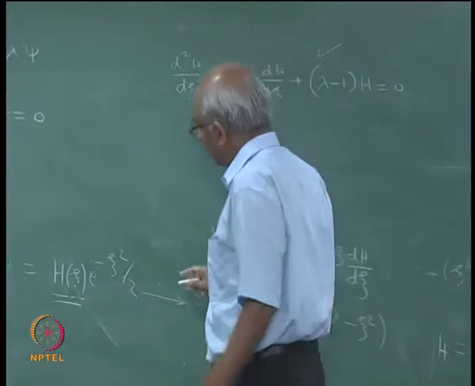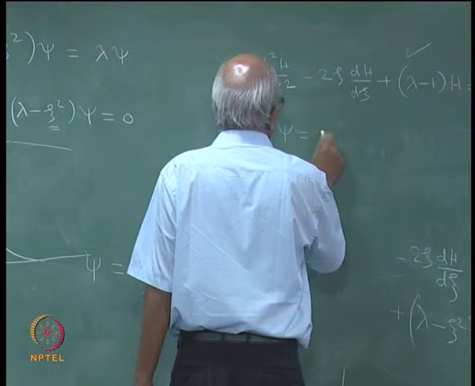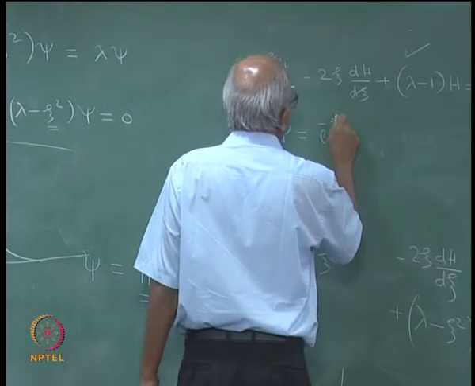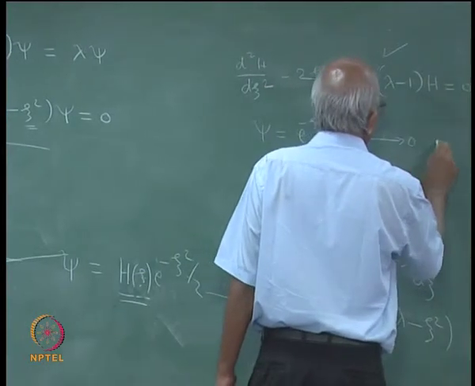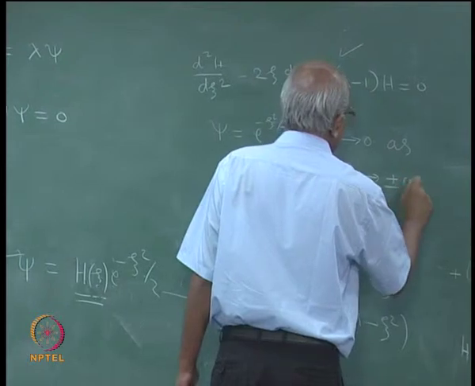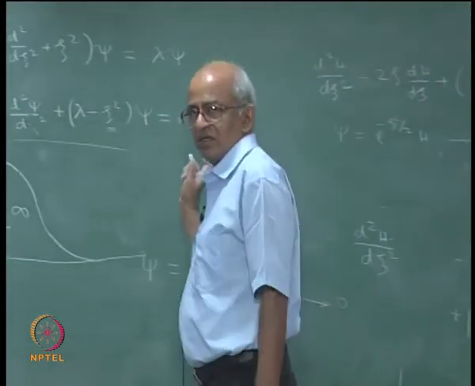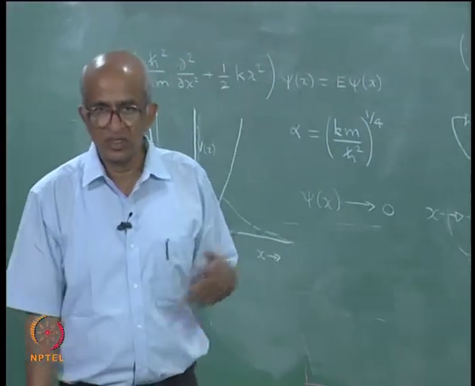We will discuss that in the next lecture, but it has to be solved subject to the condition that psi equal to e to the power of minus c square by 2 into H should approach 0 as c approaches either plus infinity or minus infinity. It has to be solved subject to that condition, and that is what we will do in the next lecture.